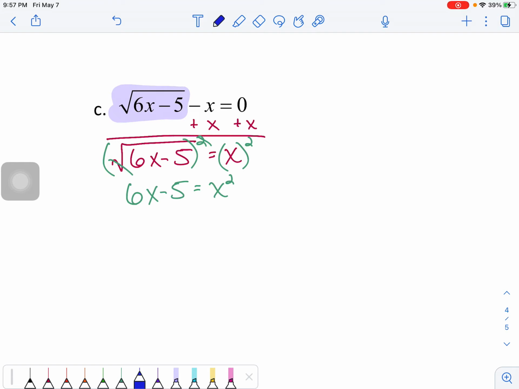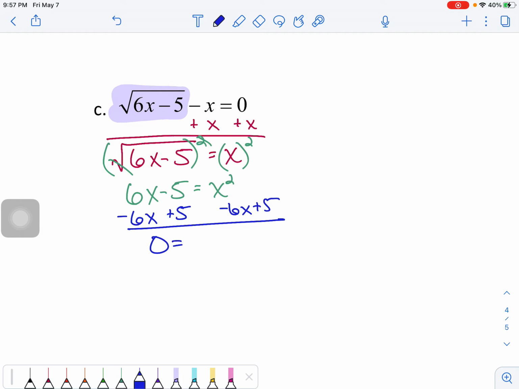Now we have a quadratic equation, and I want to get all of the pieces to one side. Now, I know it seems a little bit weird, but I'm actually going to take the 2 pieces on the left and move them to the right side simply because it keeps the x squared positive. So minus 6x plus 5, minus 6x plus 5. So 0 equals x squared minus 6x plus 5.